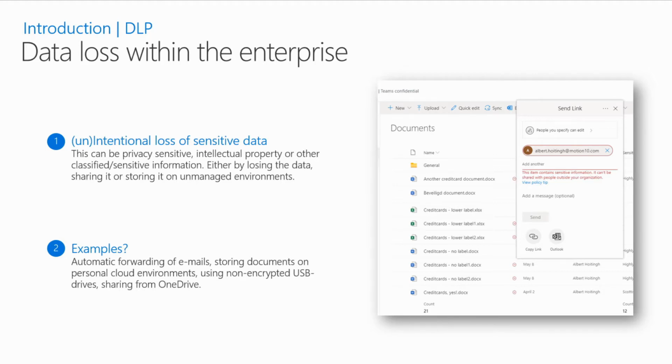Other examples are the sharing options within Office 365. If that's not configured correctly, or we don't have any data loss prevention rules, it might be very easy to share something from your OneDrive. If you're not allowed to share it from your SharePoint, well, you just copy it to your OneDrive and share it from there. So there are a lot of possible scenarios where a data breach can occur.